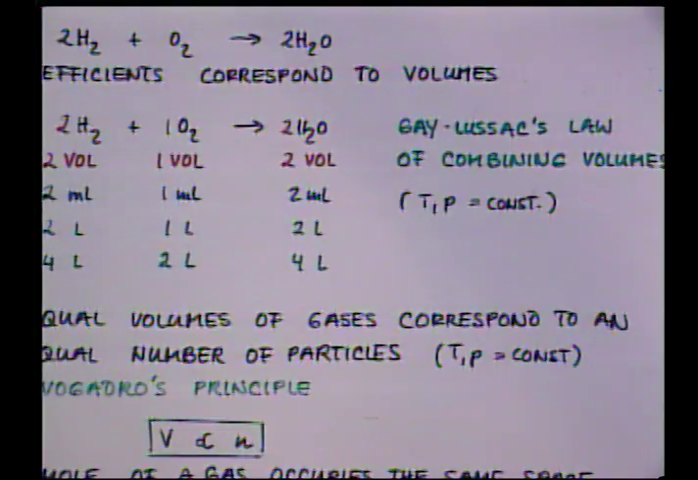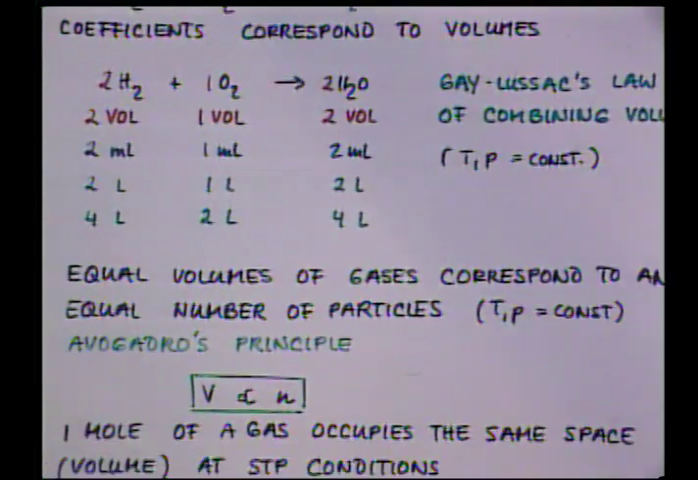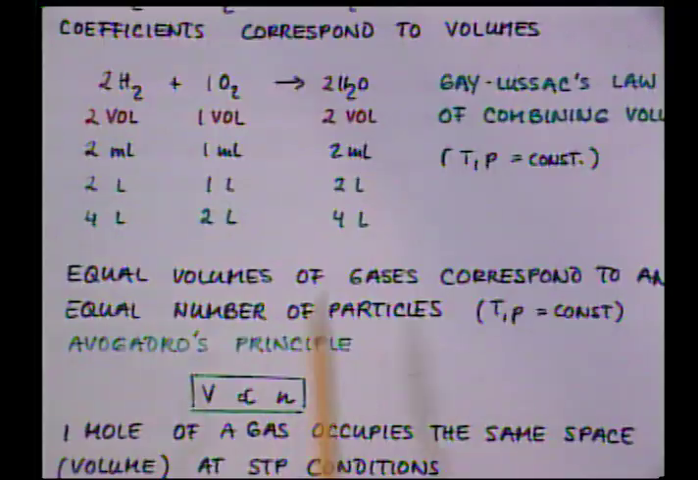Another example would be ammonia production with nitrogen gas and hydrogen gas. So it would be 1 volume nitrogen gas and 3 volumes hydrogen gas to produce 2 volumes of ammonia vapors. Of course, this only applies when the external conditions are consistent, unchanged, at constant temperature and pressure.